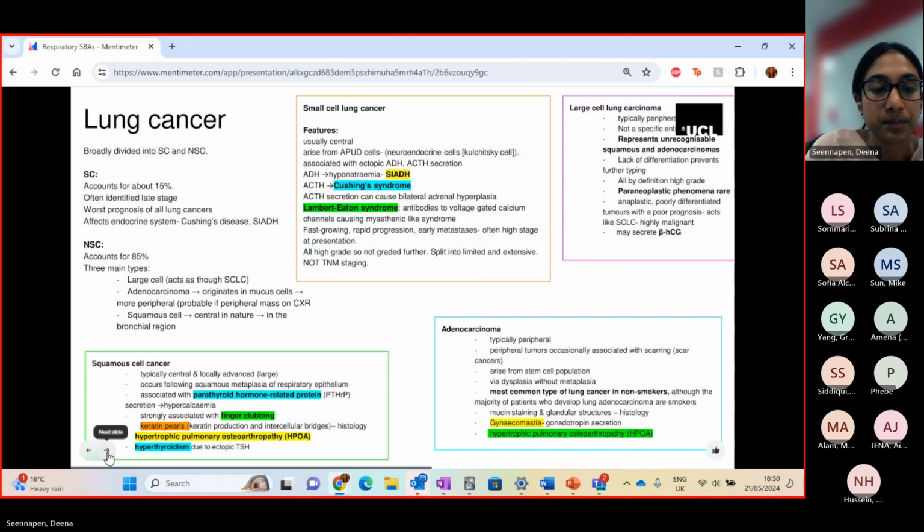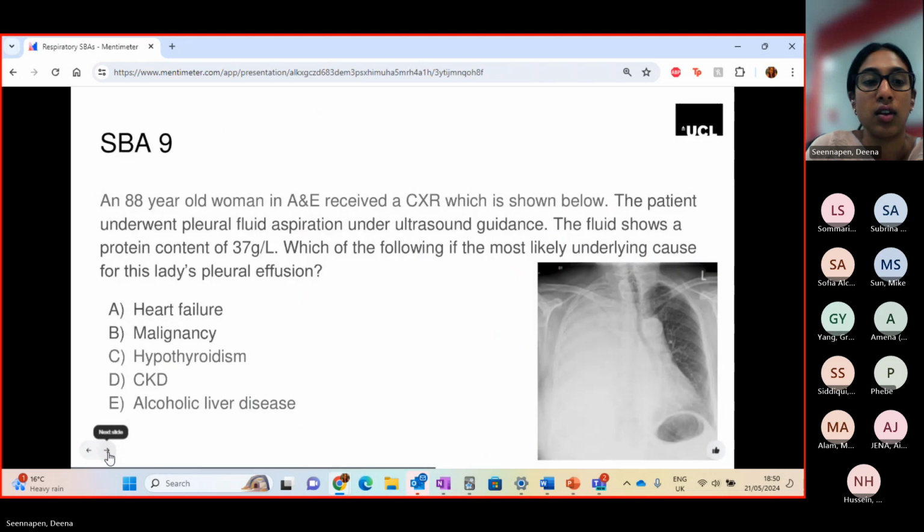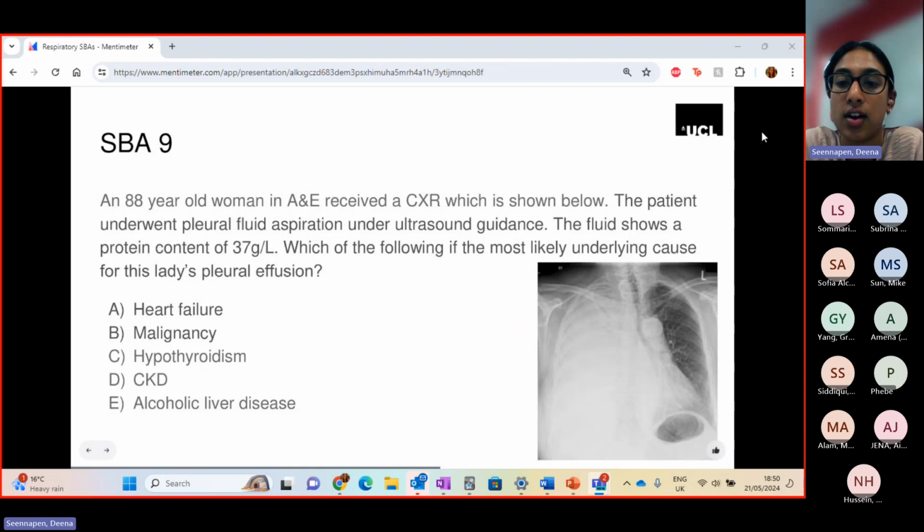Okay. SBA 9. An 88-year-old woman in A&E received a chest X-ray, which is shown below. The patient underwent a pleural fluid aspiration under ultrasound guidance, and the fluid shows a protein content of 37 grams per liter. Which of the following is the most likely underlying cause of this lady's pleural effusion?